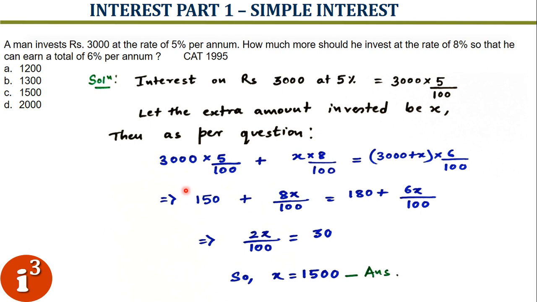5% on 3000. Again, he invests more, suppose x rupees, on which he gets 8%. And the total will be given as 6% per annum. This is very simple. We will see these in future topics, how to solve these types of questions in one line.